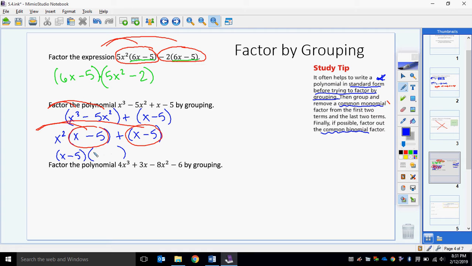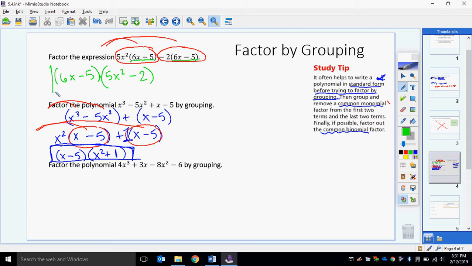So I have an x squared left from the first term, plus, what was the number in front of this x minus 5? There's an imaginary 1 there, so make sure you drop that 1 down. So I took out an x minus 5 to the front, and x squared plus 1 was left. This is as far as I can factor. There's nothing that I can take out of either of these that's in common.